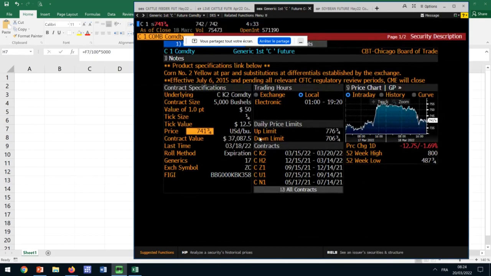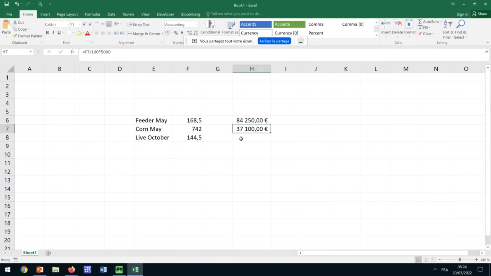Okay, so here we have it. Contract value is 37,000. And now we're selling the cows again. Actually, we have to pay that to raise the cows, and now we're selling them for 144 pence per pound. So again, divide by 100 to get the dollars.